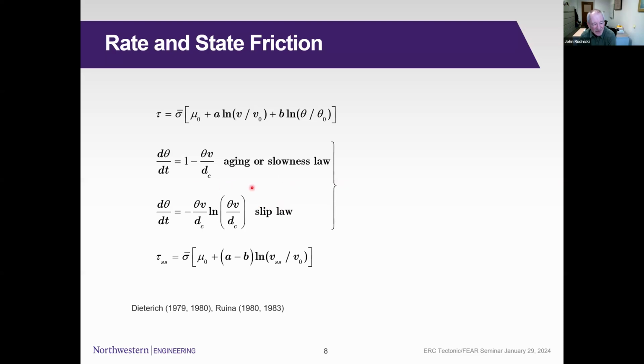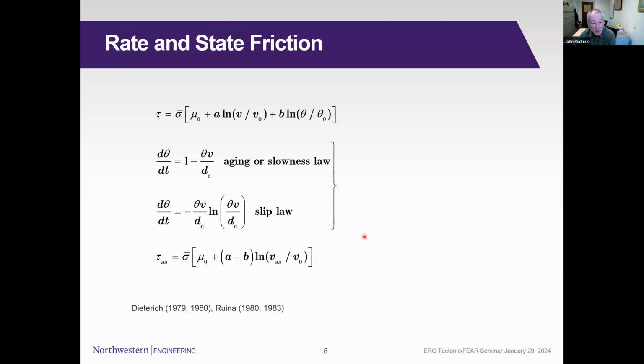The main difference is that at very low velocities, with the aging law, the state increases. For low velocities, the slip law does not. At steady state, theta is equal to the characteristic sliding distance Dc over the steady state velocity, and you get this expression for the steady state shear stress, and you can see the dependence on A and B here.